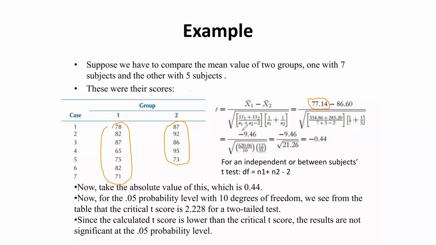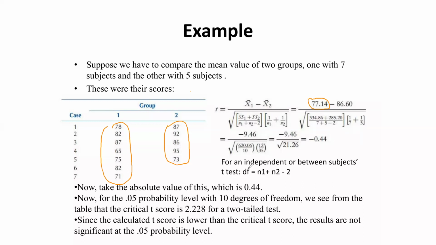So now we also go ahead and get the sum of squares of the two groups. The sum of squares is 620.06. So it is 332.86 plus, for group 2, 285.20. Then we divide by the number of samples, and then we have this. So therefore at the end we have t equal to minus 0.44.